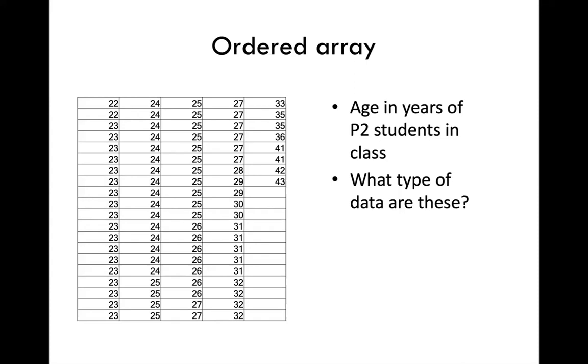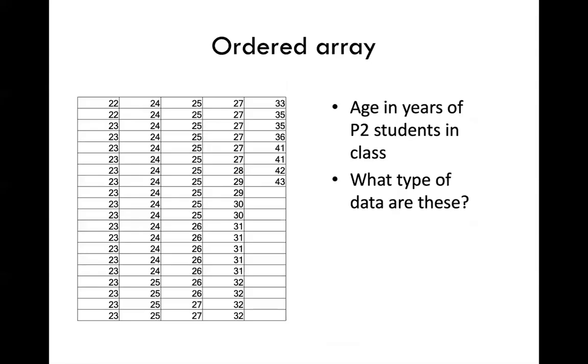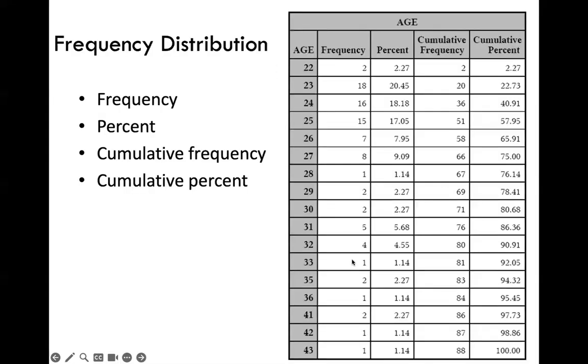So the first thing is, what type of data are these when you look at these data? And I think most people would know that these are continuous data. There's 1 year, even though not every age is accounted for, there's 1 year between each unit, and so these are continuous data. How can we look at these data?